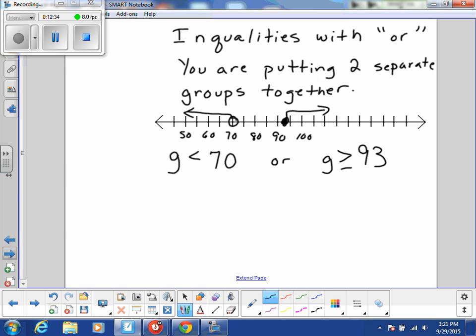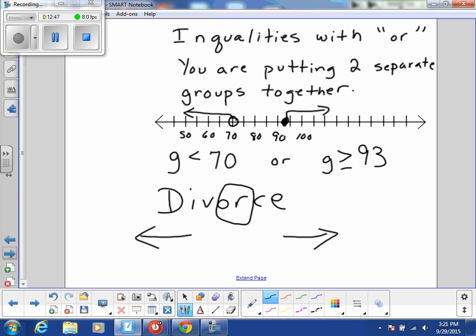And a student told me one time, well, this is kind of sad, but if you think of the word divorce, it has an OR in the middle. What happens when people get divorced? Well, they go their separate ways, and that's what happens on your number line. Maybe that'll help you remember.